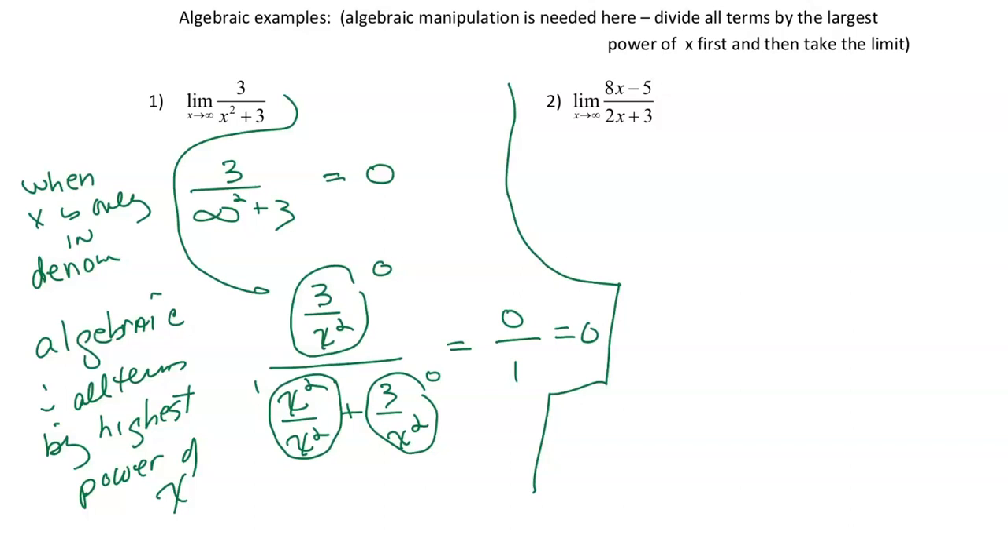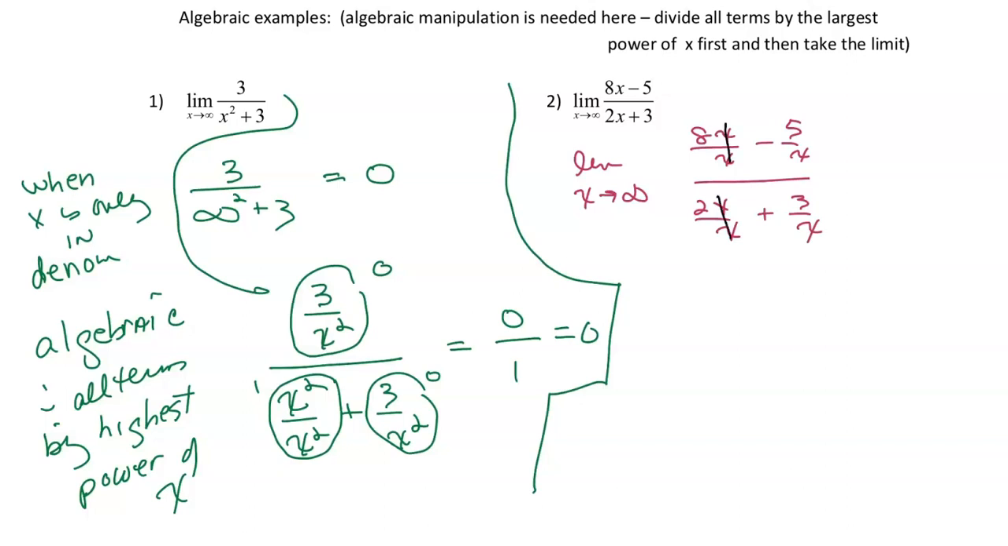So before I take the limit, let me change color so you have a little contrast. Before I take the limit, I'm going to say 8x divided by x minus 5 over x over 2x divided by x plus 3 over x. Okay, what can I get rid of? These x's cancel, these x's cancel.